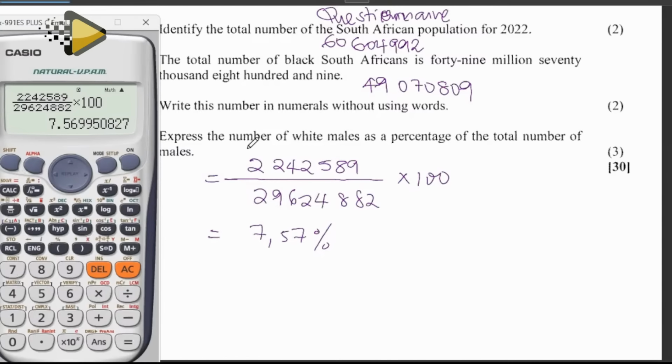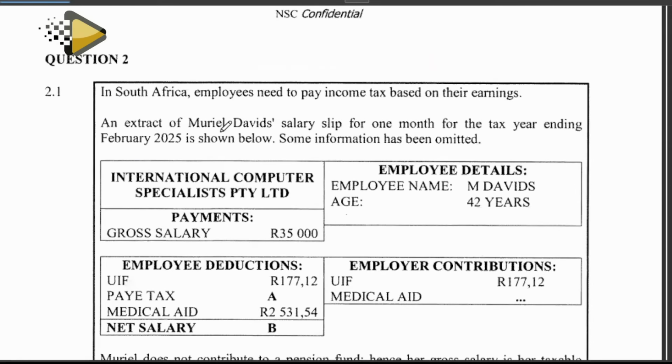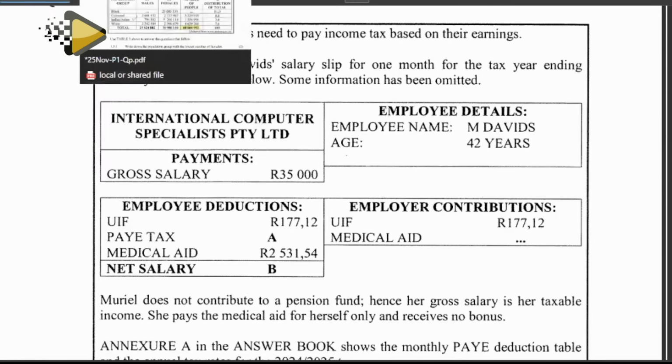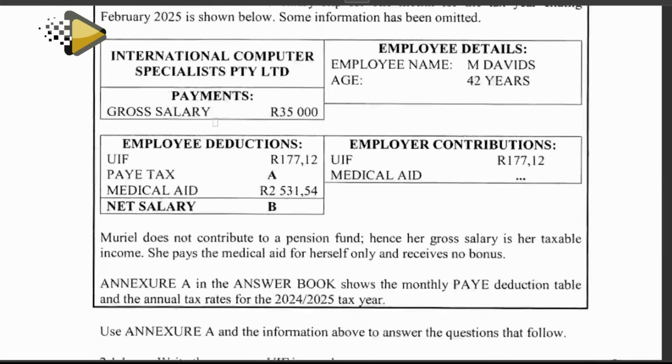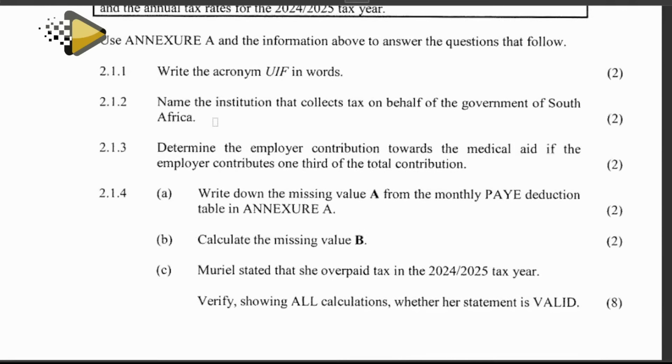Question number 2. It says, in South Africa, employees need to pay income tax based on their earnings. Right, based on their earnings. So let's understand this. This is the table. We shall look at the questions. 2.1.1. Write the acronym UIF in words.